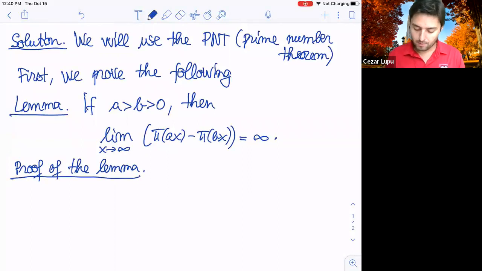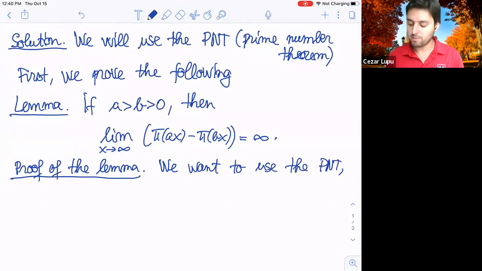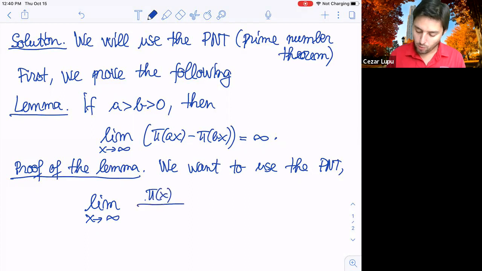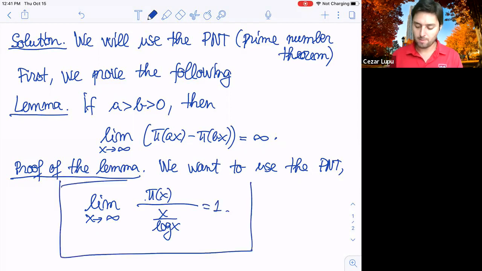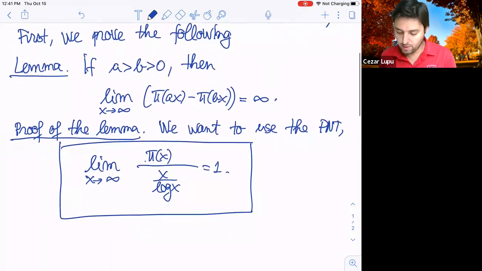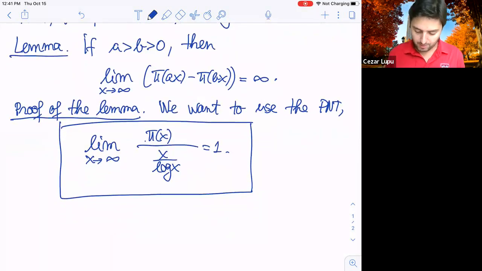So we want to use the prime number theorem, and let me just say it, which says that the limit as x approaches infinity of pi of x over x over log x is 1. So that's the prime number theorem. Keep this in mind, right? Okay. Let's use this.